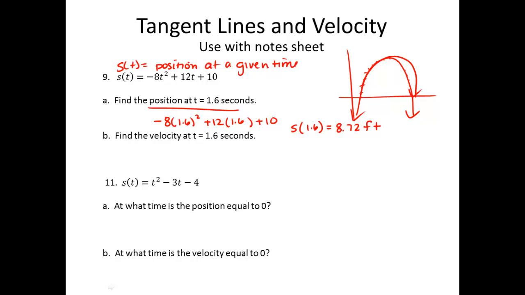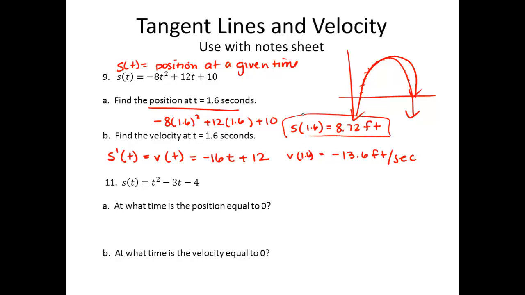Now, the velocity is the first derivative of the position function. So I may write it as s prime of t, which is the same thing as v of t. Here I need to first find that function by taking the first derivative and applying the power rule: v of t equals -16t plus 12. Now I'm going to evaluate v of 1.6, substituting in the same thing. So now I'm looking for the speed at that time. I will put in -16 times 1.6 plus 12, and I get a speed of -13.6 feet per second. So my position, my height, and then this is the speed, the rate of change.